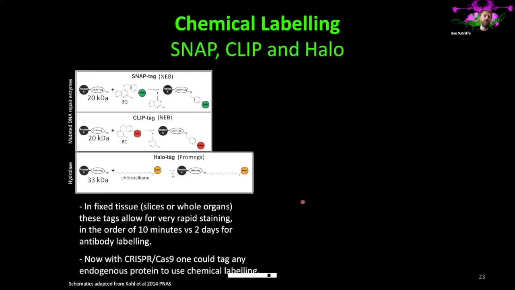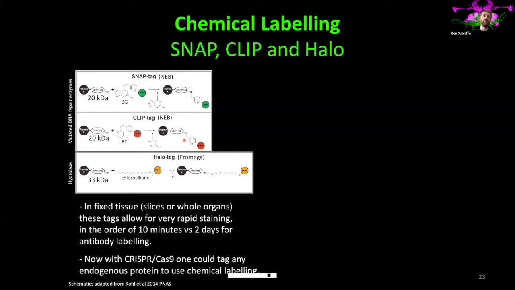Another version of this, which is highly specific, is to use chemical labeling. So you can have your protein of interest, and then you can add a SNAP, CLIP, or Halo tag onto those. And these will then react covalently with the tag. So you have the ligand. So here you've got benzylguanine, here benzylcytosine, and here a chloroalkane. And they covalently react with the tag and link a label onto the tag.